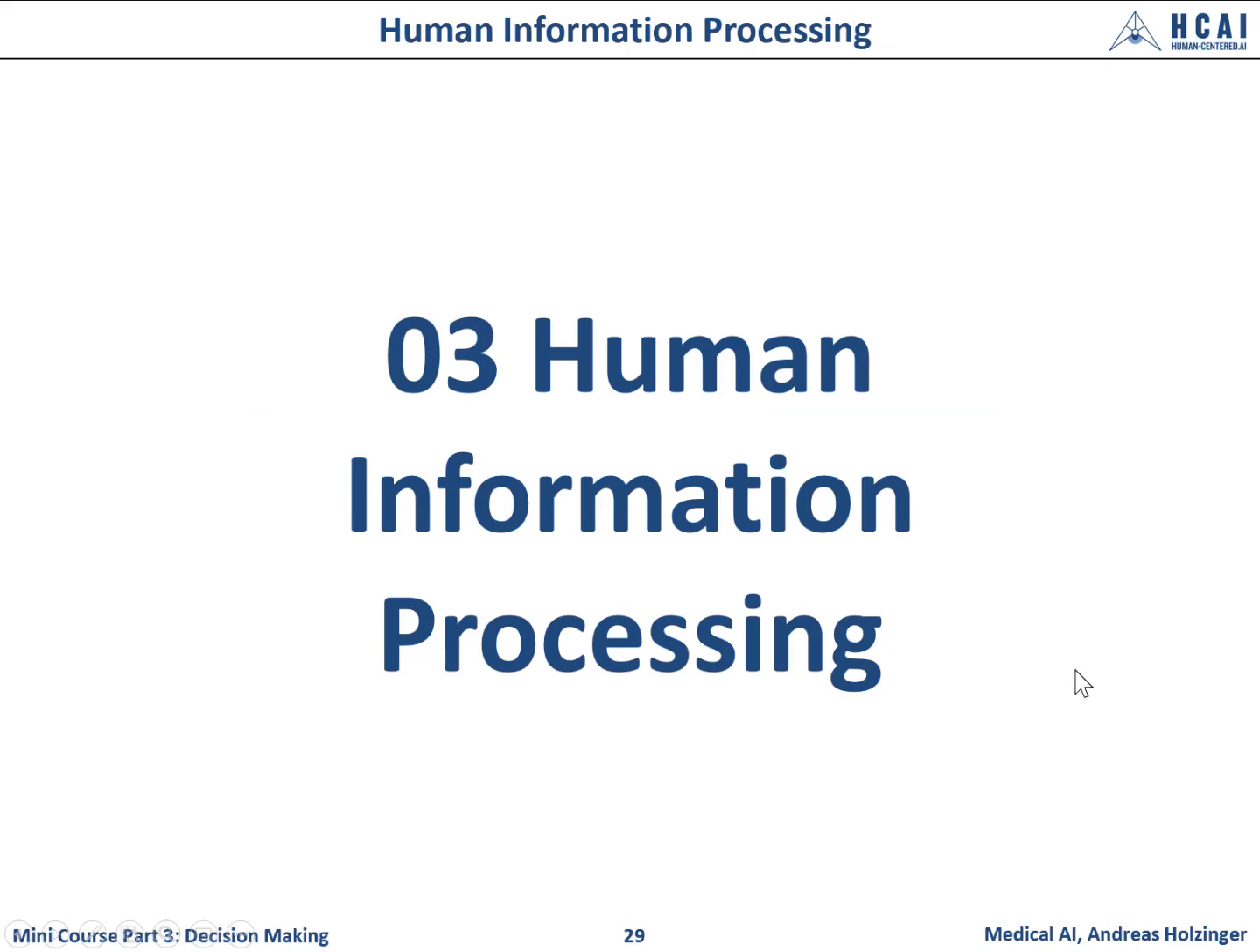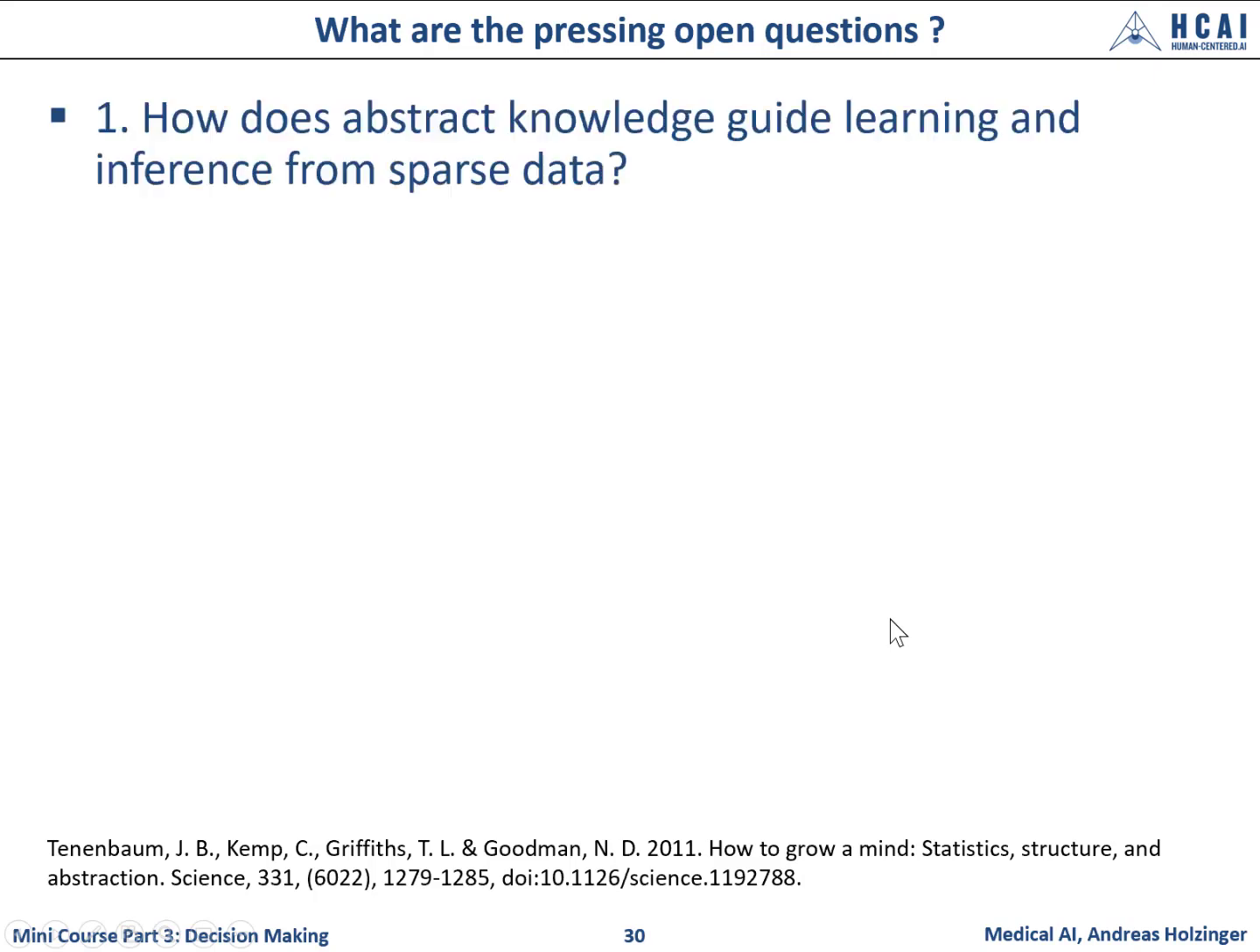So now let's continue with looking more at the human part, so how humans process information. This is essential to understand decision making. So what are the pressing open questions that you see? What is state of the art? So remember, we have defined knowledge as a set of expectations, and now we have some hard problems of human cognition.